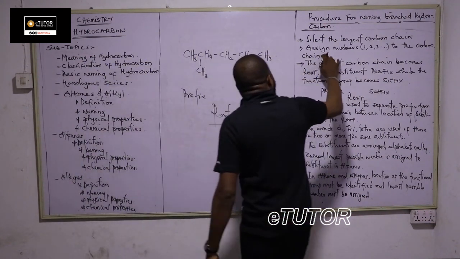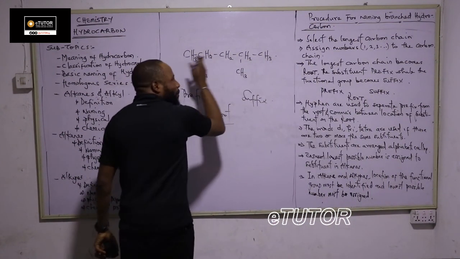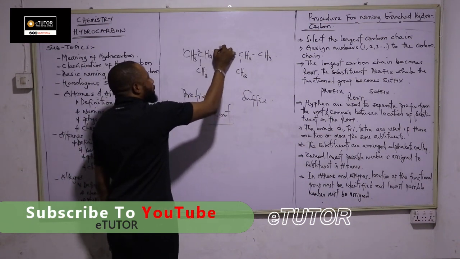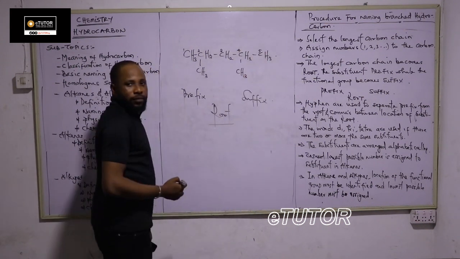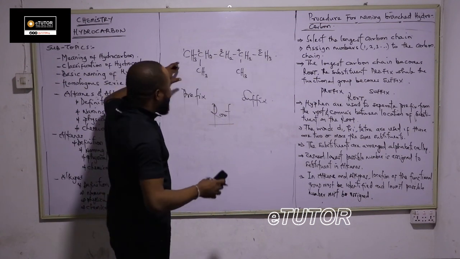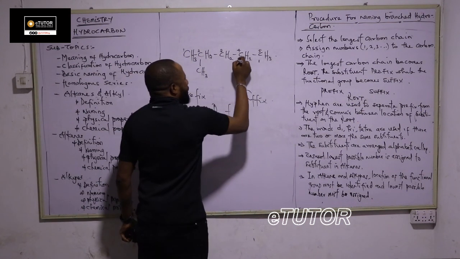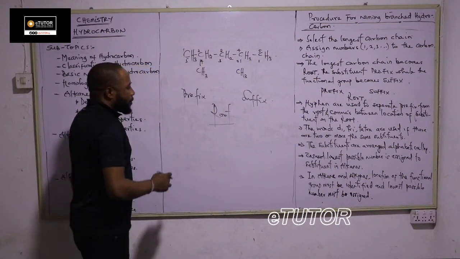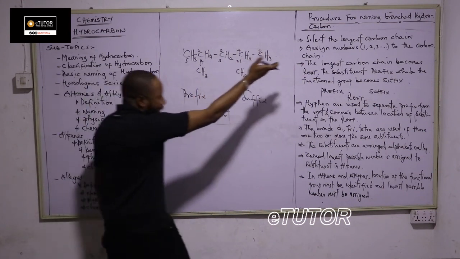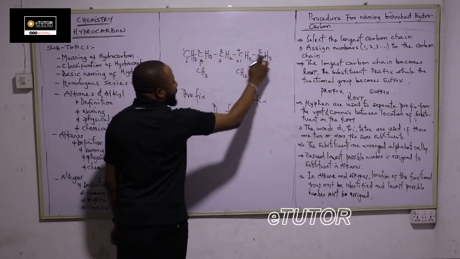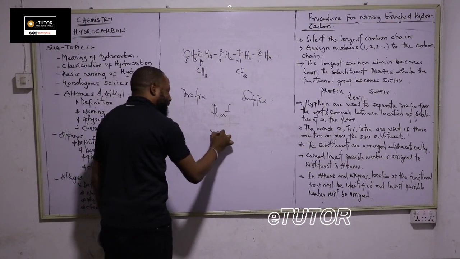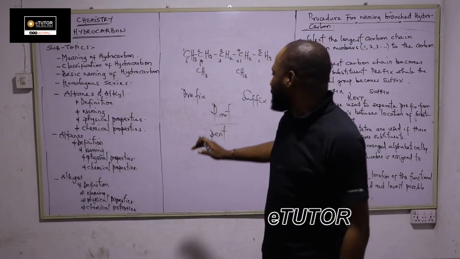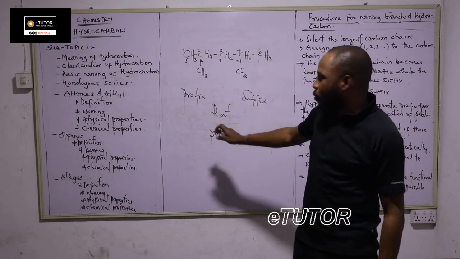Now, number 2, we assign numbers to the carbon chain. You can assign from any of the ends. Let's assign from here: carbon number 1, carbon number 2, 3, 4, 5. And we can also decide to number from this end to this end: carbon number 1, 2, 3, 4, and 5. Now, the first thing you must identify is the longest carbon chain. This is our longest carbon chain, 5 carbon. So our root is pent. I said earlier on that if an organic compound has 5 carbon atoms, the name is pent. If it is 4, it is but, but if it is 3, it is prop.